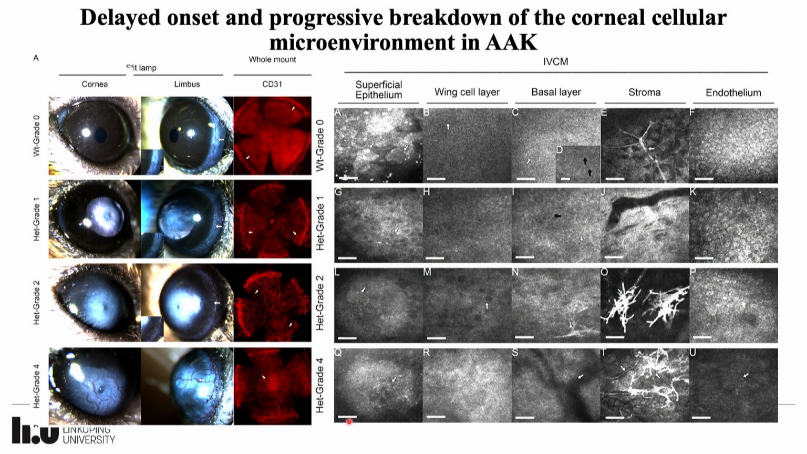To investigate the impact of AAK development on the corneal epithelium, we used IVCM to image each layer of the epithelium, including superficial epithelium, wing cell layer, basal cell layer, stroma, and endothelium. This panel is so informative and has so many details, and we have already discussed everything in the paper that is going to be published soon. But taken together, the results indicate a progressive breakdown of the cellular and neural structure of the corneal epithelium and stroma in the het mice, and it gets worse as the AAK develops to grade 4.